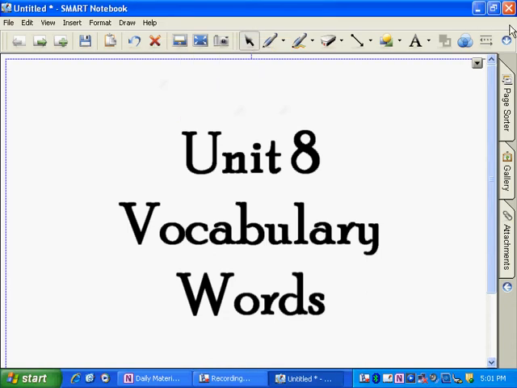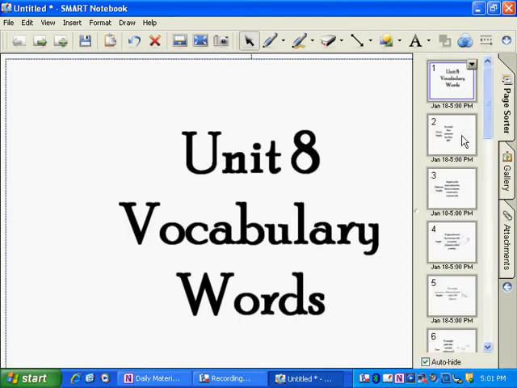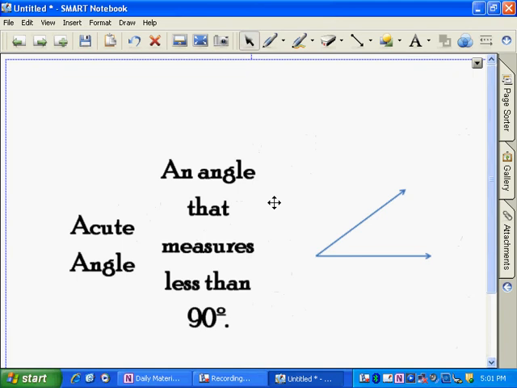Alright, I'm going to talk to you about some of the vocabulary words that we have for this unit. We have a lot of vocabulary words, so really I'm just going to talk about the first 4 sections of vocabulary words that you need to make sure that you understand, okay? The first word is acute angle. By definition, an acute angle is an angle that measures less than 90 degrees, and then here is a picture of an acute angle.